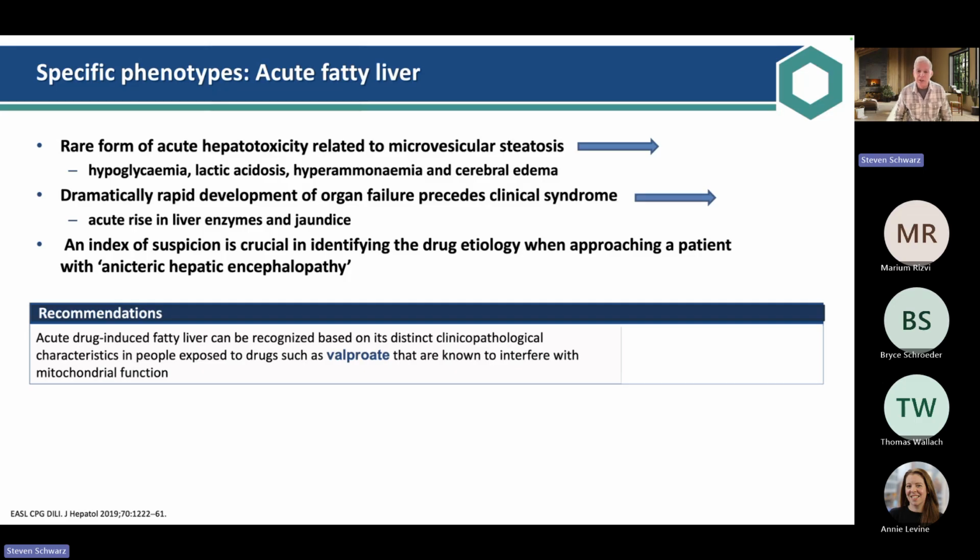I'm sure Dr. Levine can tell you that this was probably on one of the boards she's taken in the past. Again, valproate toxicity is almost immediate in patients with Alpers-Huttenlocher who take this for seizure control. So valproate itself is a common hepatotoxin and can lead, obviously, to acute liver failure as well. Patients have an acute rise in liver enzymes, present with jaundice, and an index of suspicion is crucial in identifying the drug etiology.